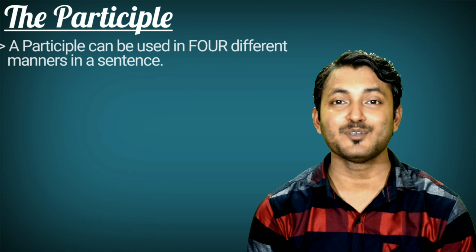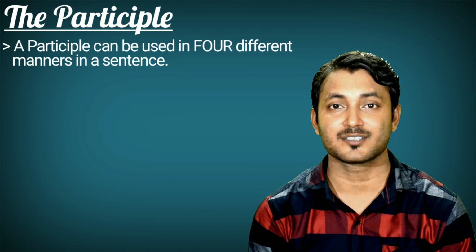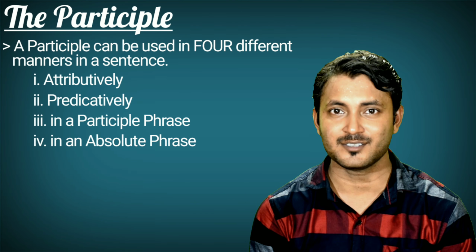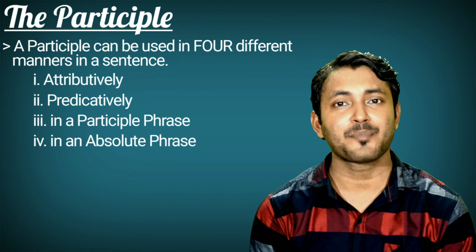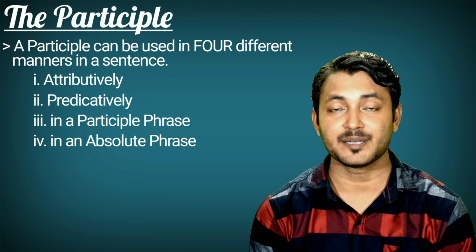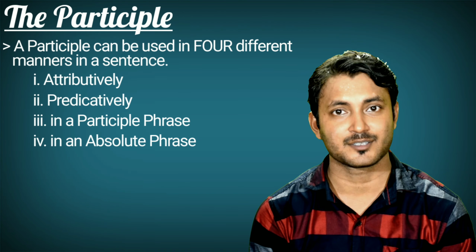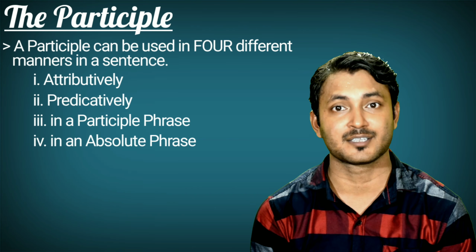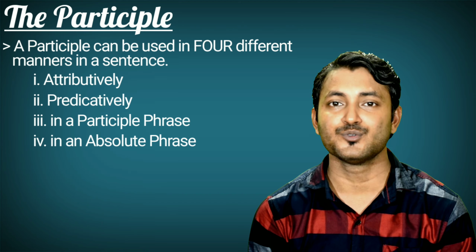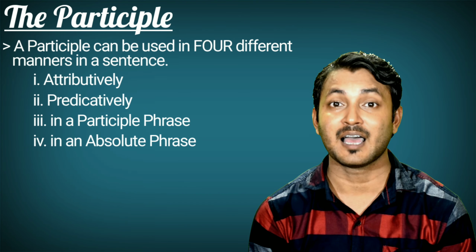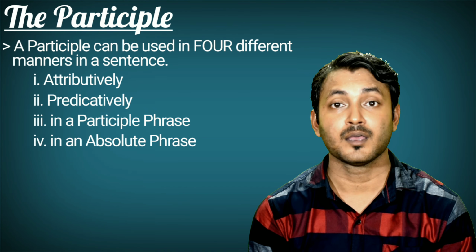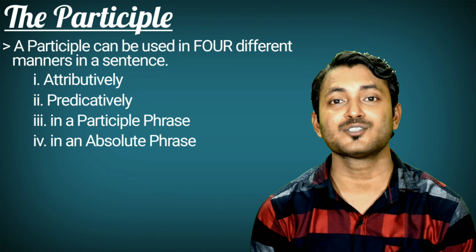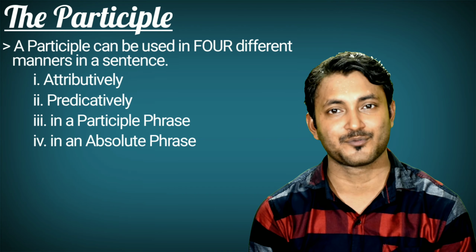A participle can be used in 4 different manners in a sentence. It can be used attributively, just before the noun it qualifies. It can be used predicatively. It will not be written before the noun or pronoun it qualifies. It will be written as part of the predicate when it qualifies the subject. Or it can be used as an objective complement after an object. A participle can be used in a participle phrase, and a participle can be used in an absolute phrase.